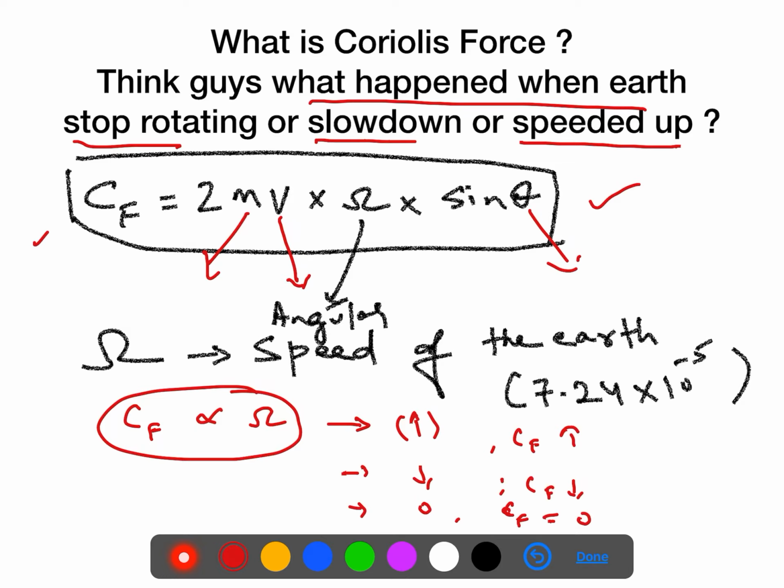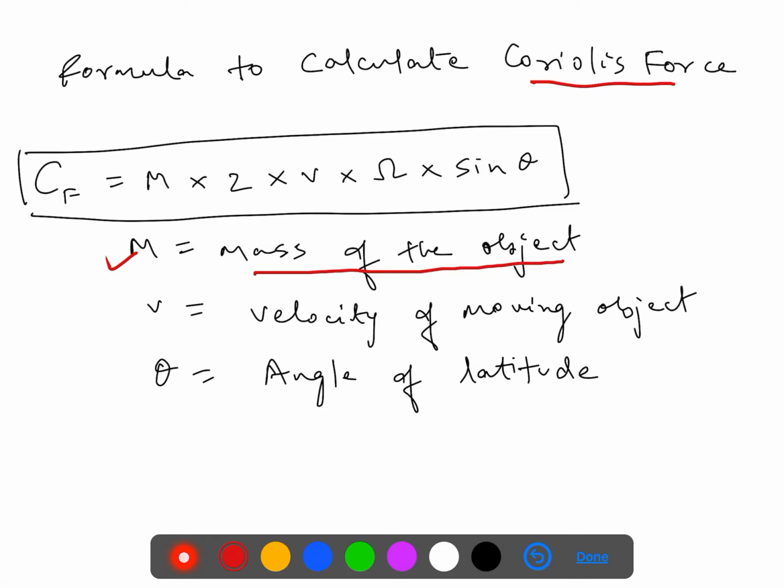Now let's see the other parameters in the formula of the Coriolis effect. What does m mean? M is the mass of the moving object. If the object is heavier, then the Coriolis effect is more observable. That is the reason that we humans or the animals on the Earth are not able to experience it. It does not mean it is not acting. It is acting, but it is so small that it is negligible.